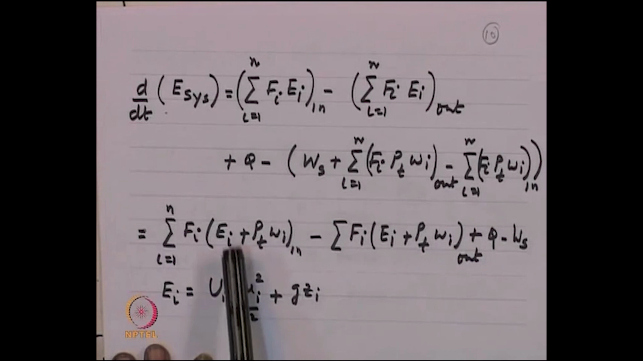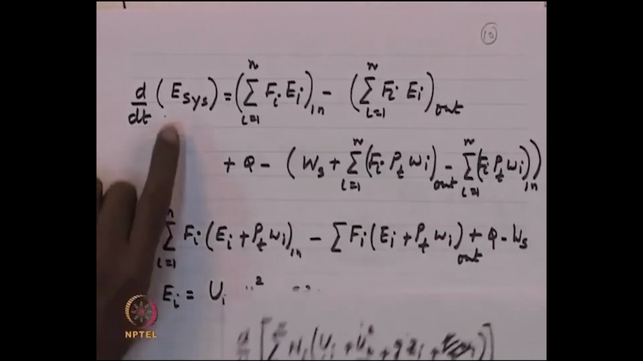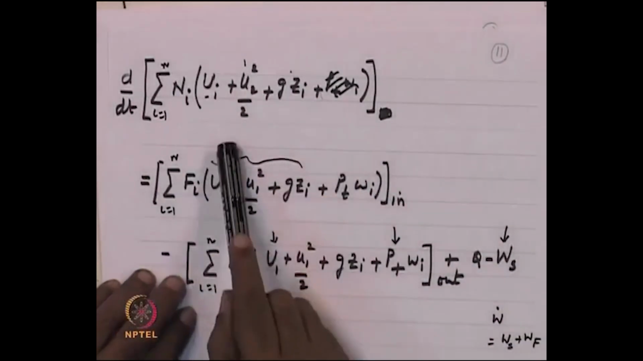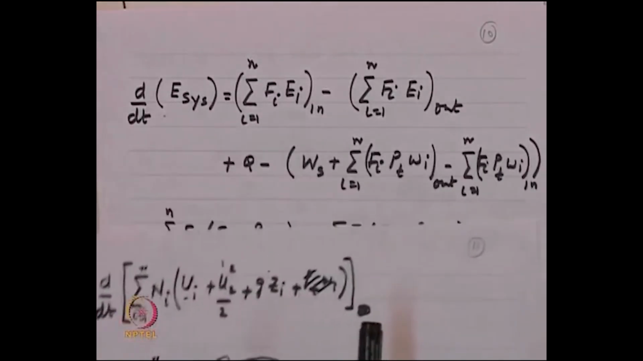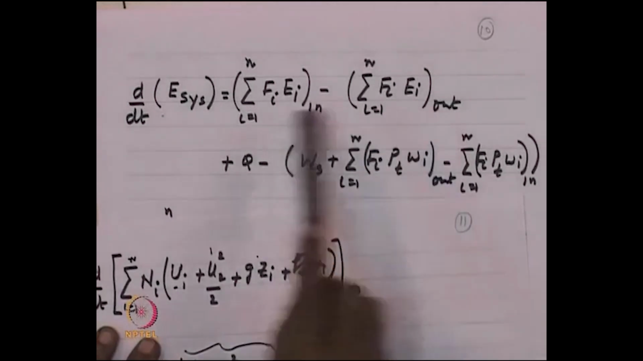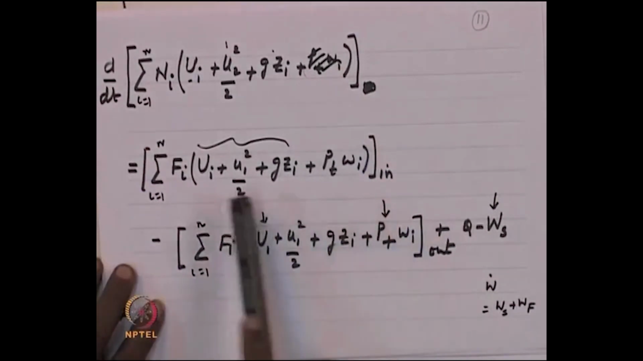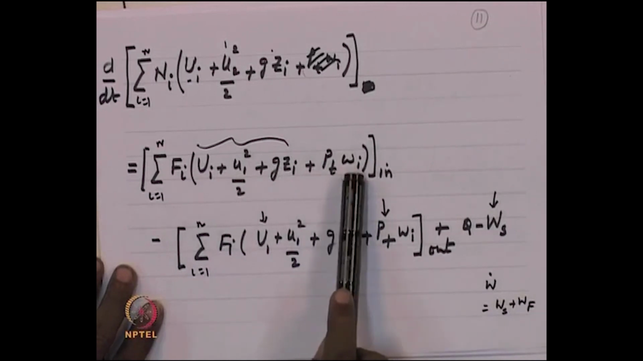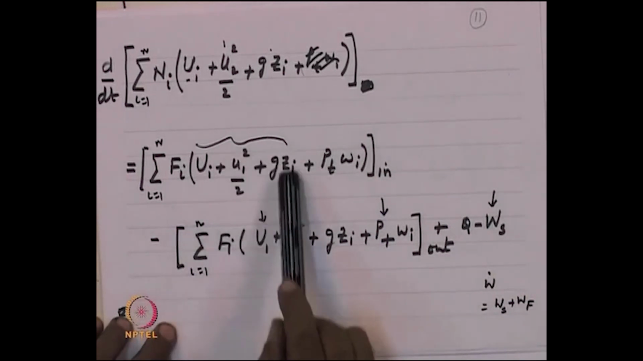If I substitute E_i here, the total amount of energy in the system, which is E system, consists of N_i moles. So, I put N_i here multiplied by the energy, which is U_i, the internal energy, plus kinetic energy and potential energy. You notice here that Pt omega_i occurs only in the flow term and not in the accumulation term. Therefore, that term is not included there. So, U_i plus Pt omega_i can be clubbed. We recognize that Pt omega_i is Pv, and U plus Pv is H. So, it becomes enthalpy plus the kinetic energy and potential energy.